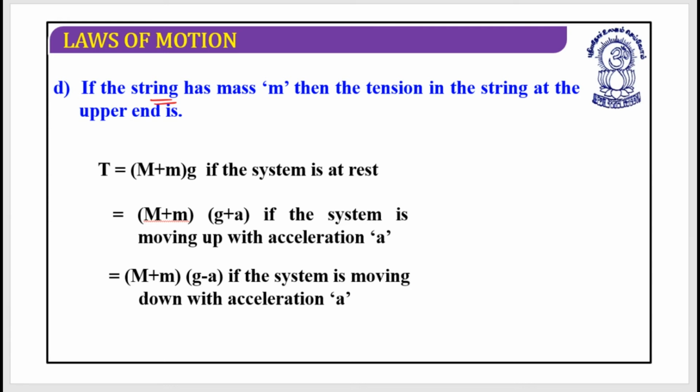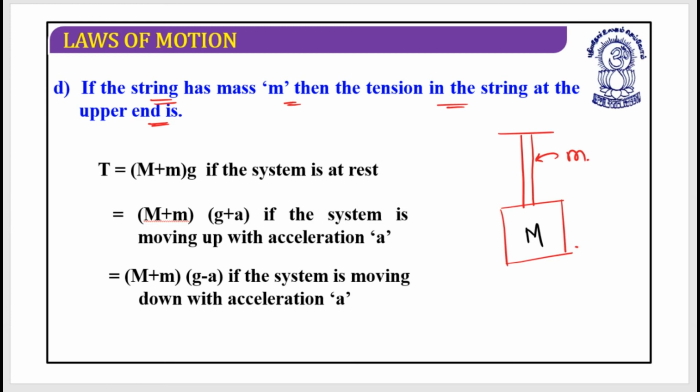If the string has a mass m, then the tension in the string at the upper end, the situation would be something like this. This string is having mass m, and this block is having mass M. Up till now my string was always massless. We always consider that the string is massless, and then all this theory begins. Now in this case they want that even the string has a mass m.